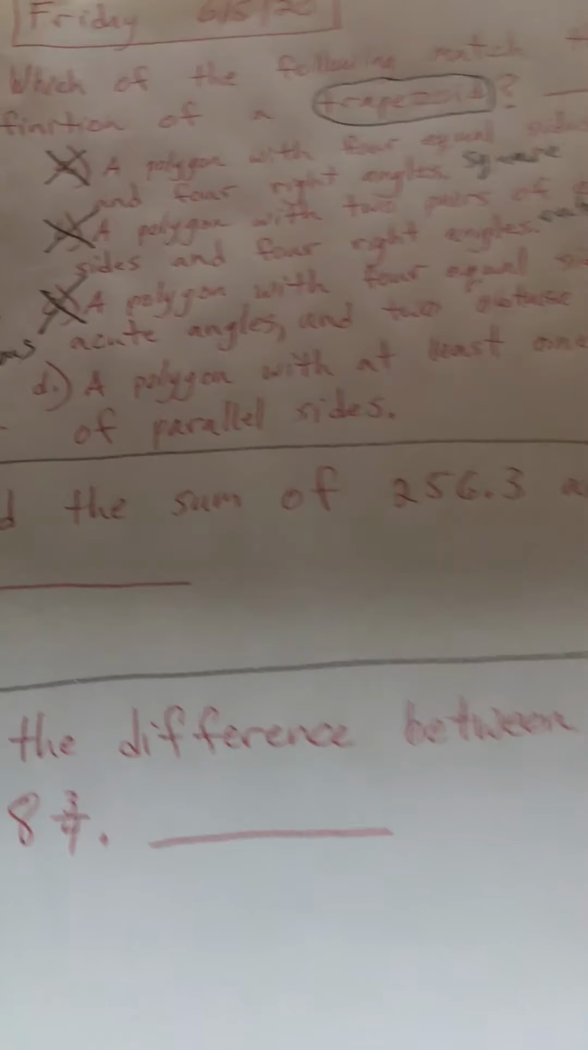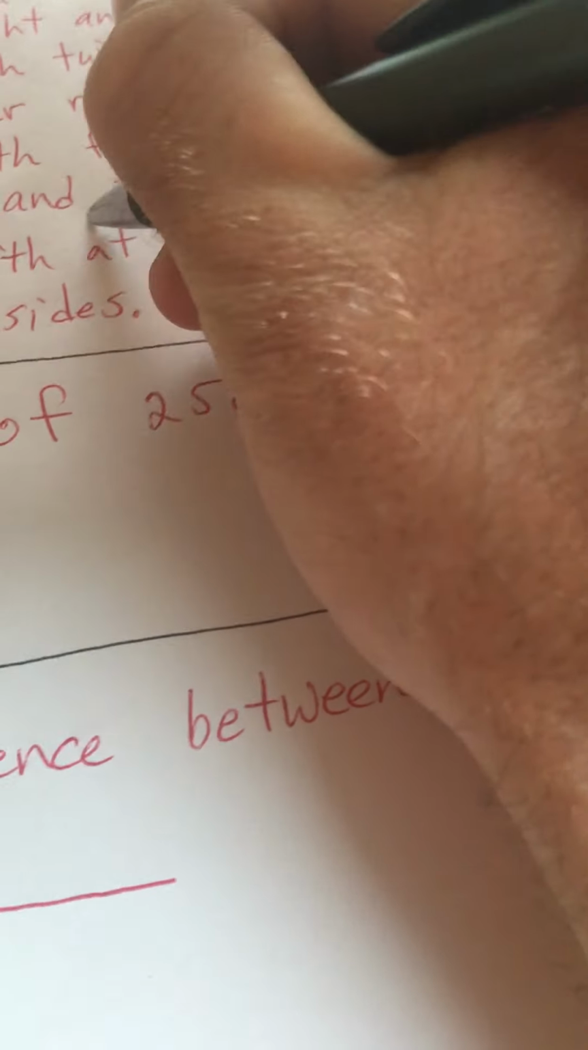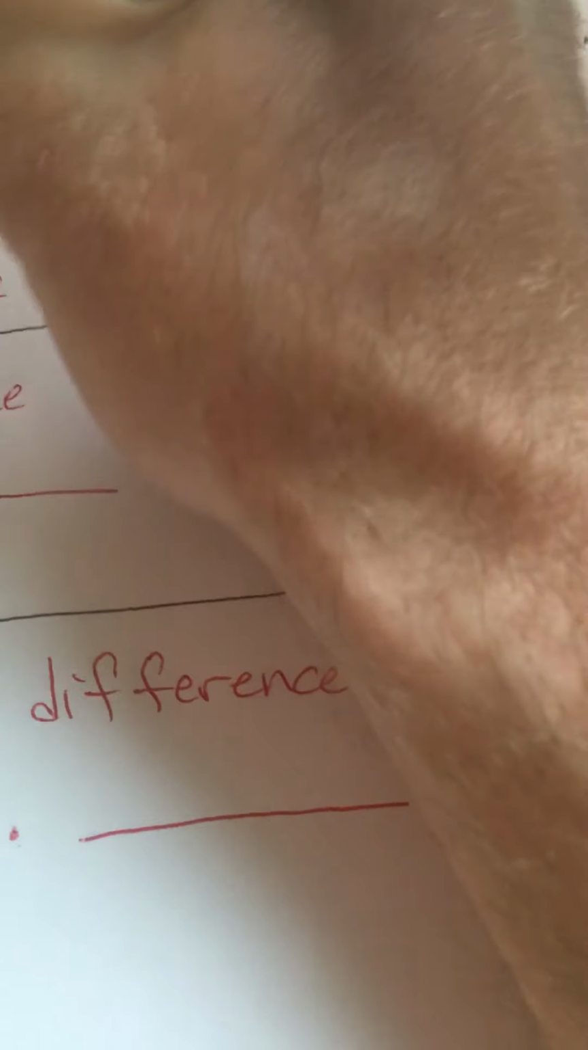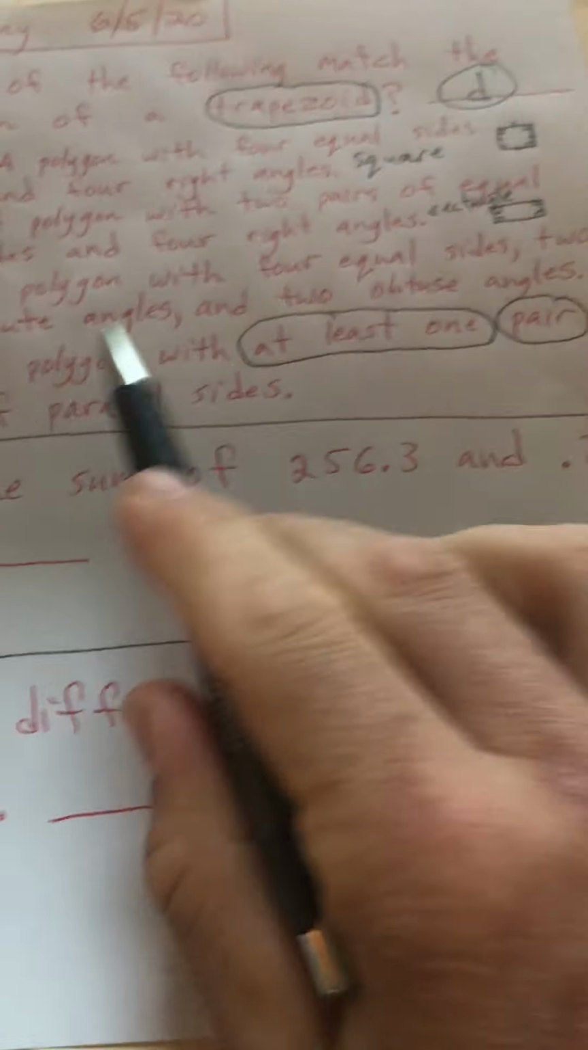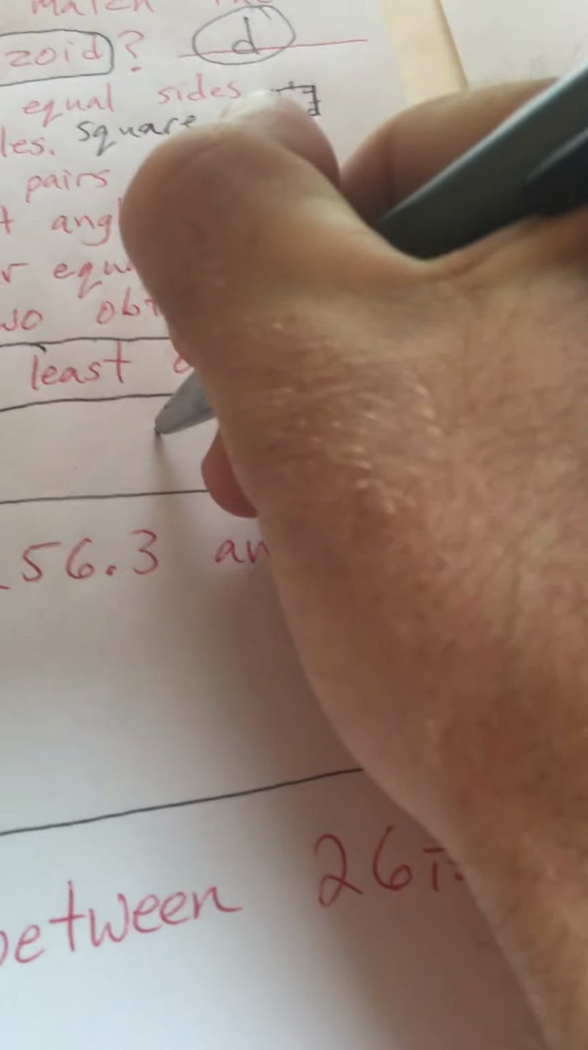Okay, so we're left with D, but let's carefully work through this one and make sure that this is the correct answer. It says D, a polygon with at least 1 pair of parallel sides. And that is the definition of a trapezoid. So the answer is D. Okay, so a trapezoid is a polygon with at least 1 pair of parallel sides.